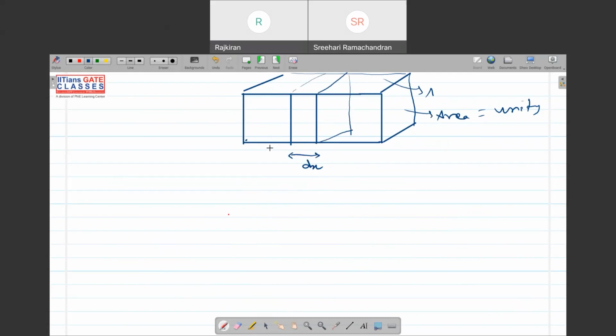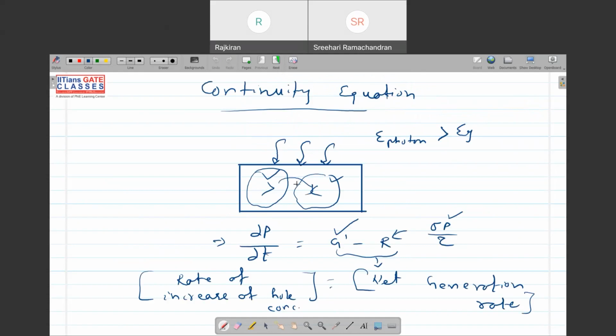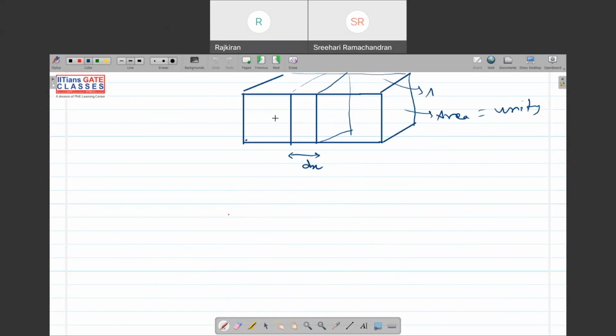So what will happen? Because of non-uniform generation, there may be some current entering into the volume. Suppose that will be Jp at x. Because it is non-uniform, there may be some current entering into the volume from some neighboring area. Also, there may be some current leaving from the volume. That will be Jp at x plus dx. So because of non-uniform generation, some current may be entering the volume, some current may be coming out of the volume.